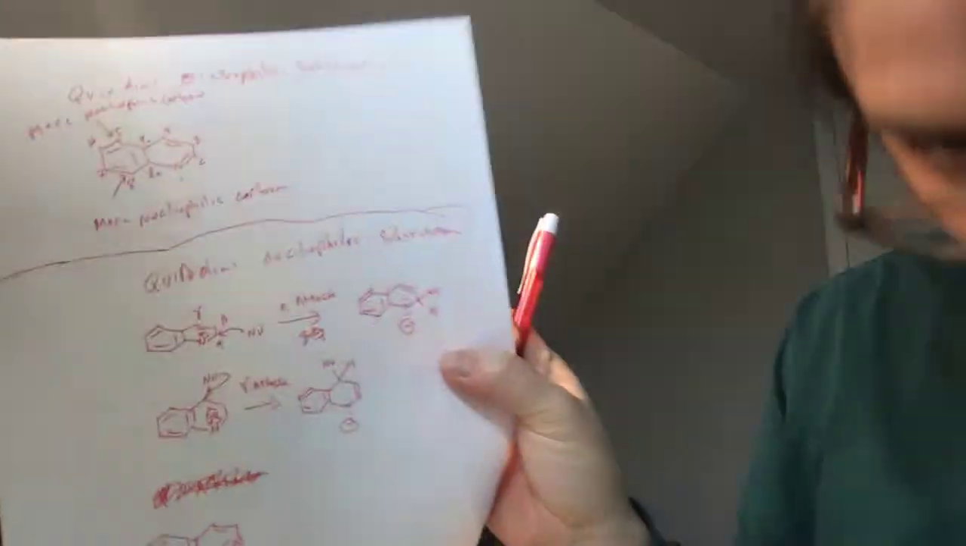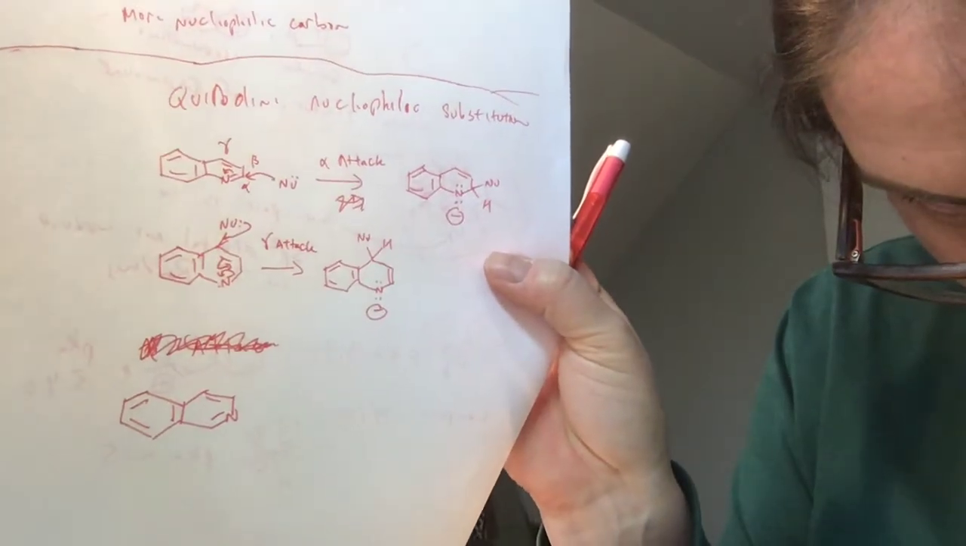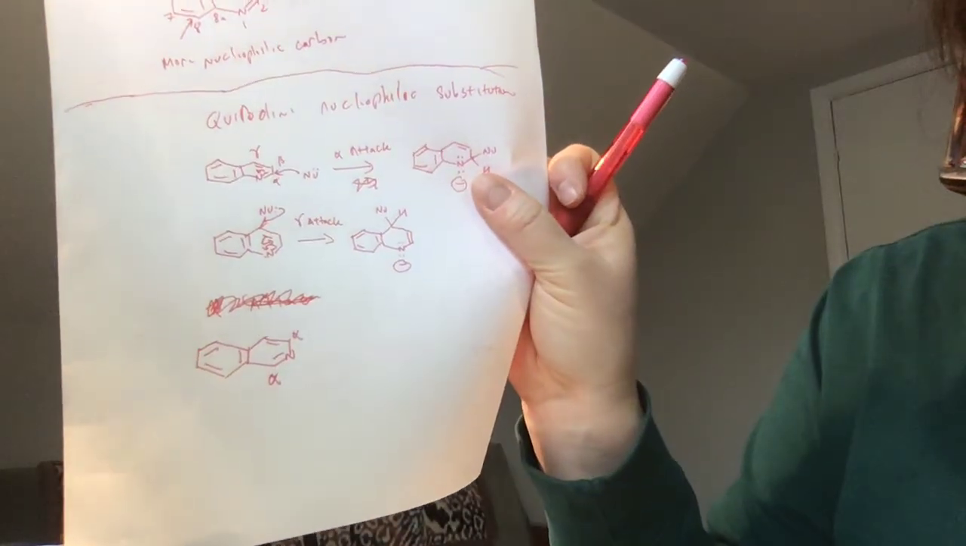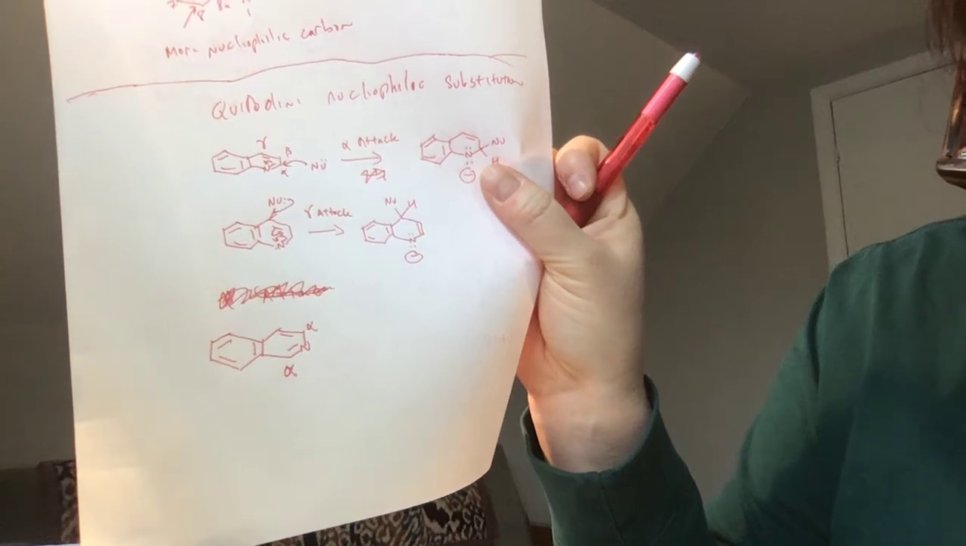alpha attack, and in isoquinoline's case, we have two different alpha positions. So I'll draw that out. Okay, so this is isoquinoline. And so we've got two alpha positions that can be attacked.